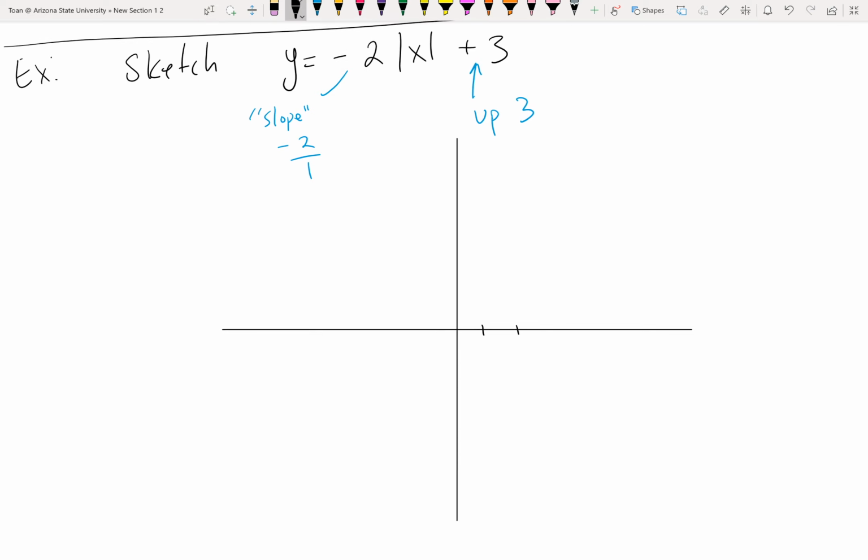1, 2, 3, 4, 5, 6, 7, 8 on each axis. So remember, we always start at the origin. Now there were no movements left to right, so I'm not going to go left and right, but I do have to go up 3. 1, 2, 3. Make the point there.